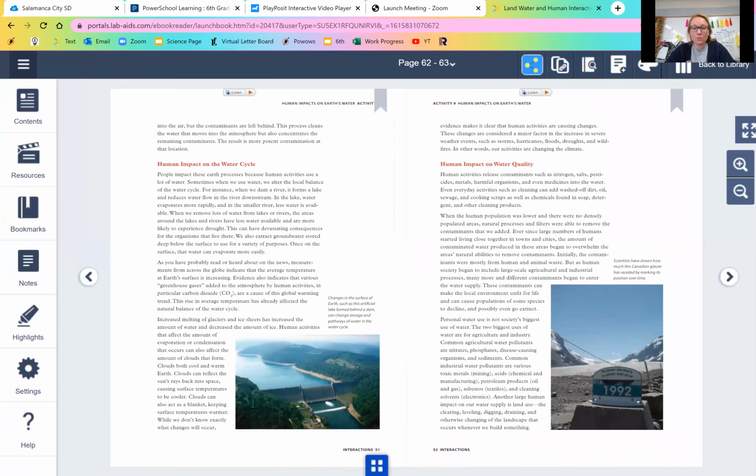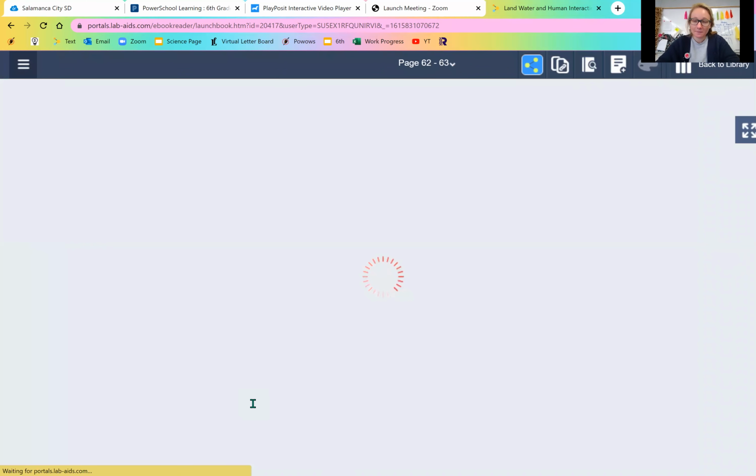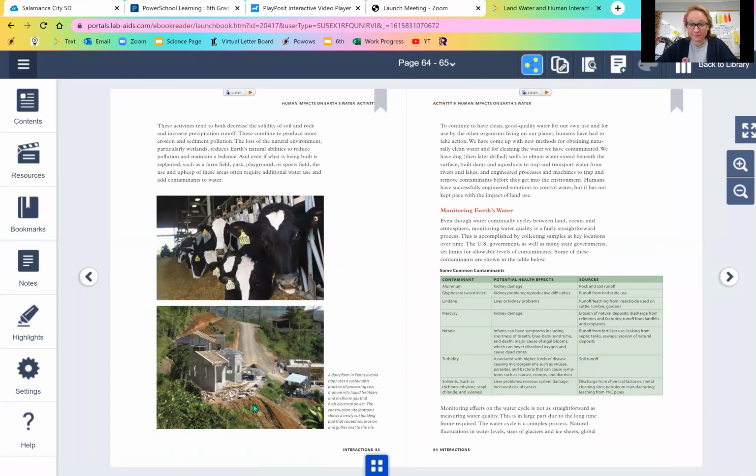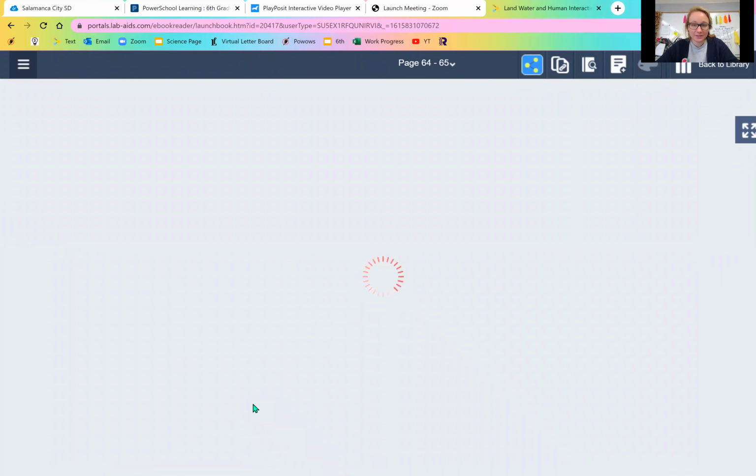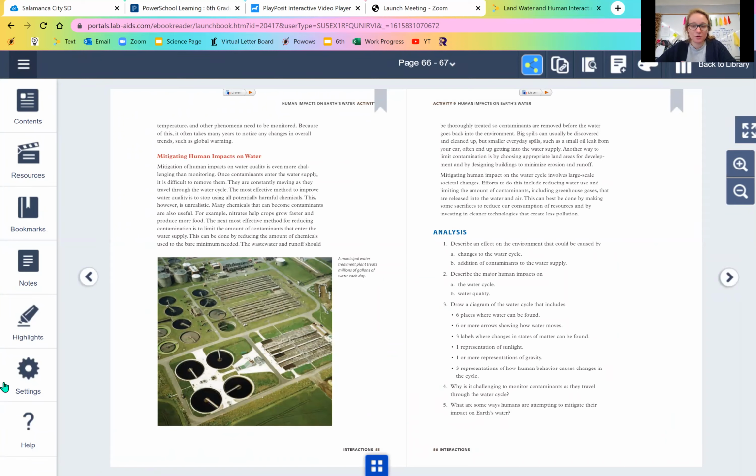Okay, one more page. This page we're skipping. And the last page we're going to read. It's just like these two paragraphs.